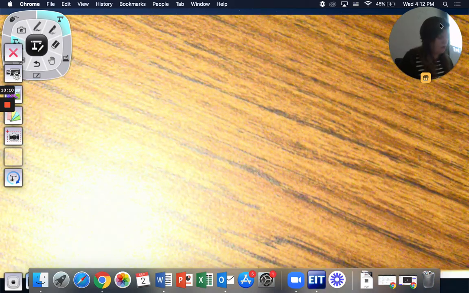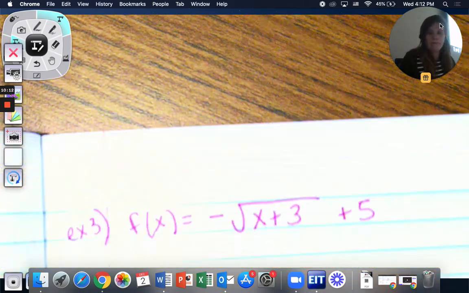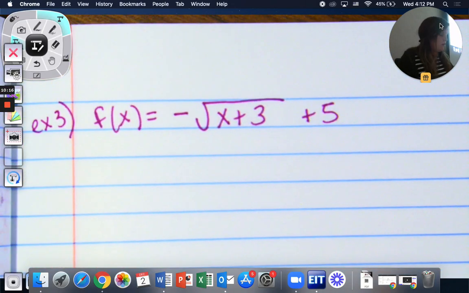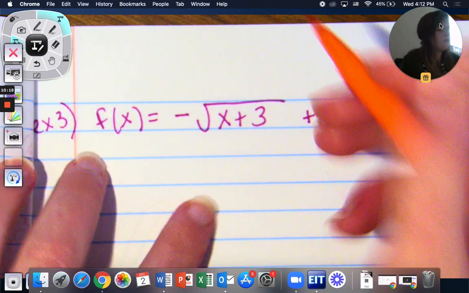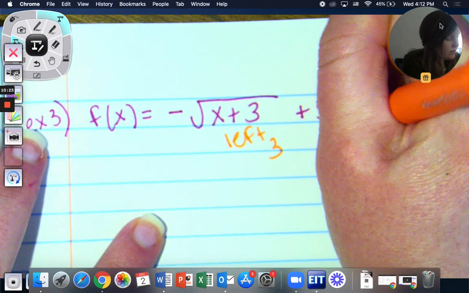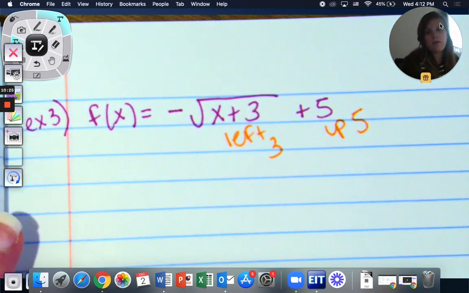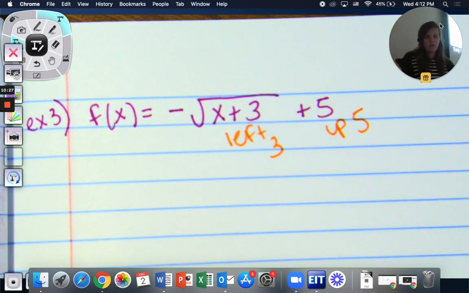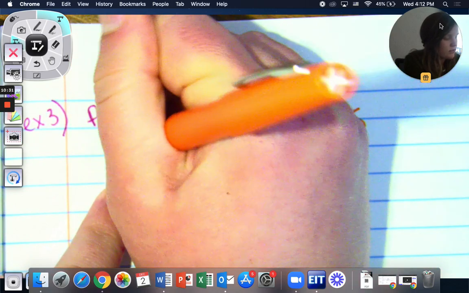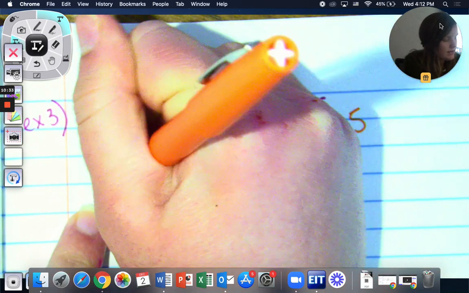And then one on your own. Okay, so let's look at this one. So transformation rules, the +3, we know that goes left. +5, we know that goes up. Okay, but what we haven't looked at so far in this video is what this negative does. And you should know it's a reflection over the x-axis.